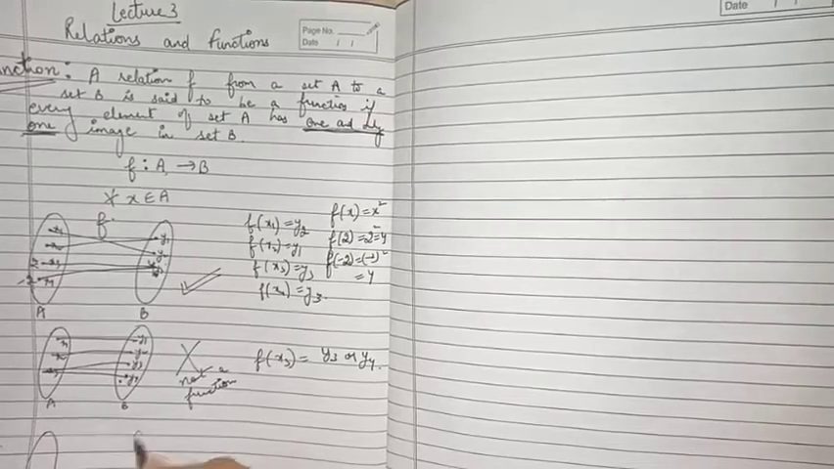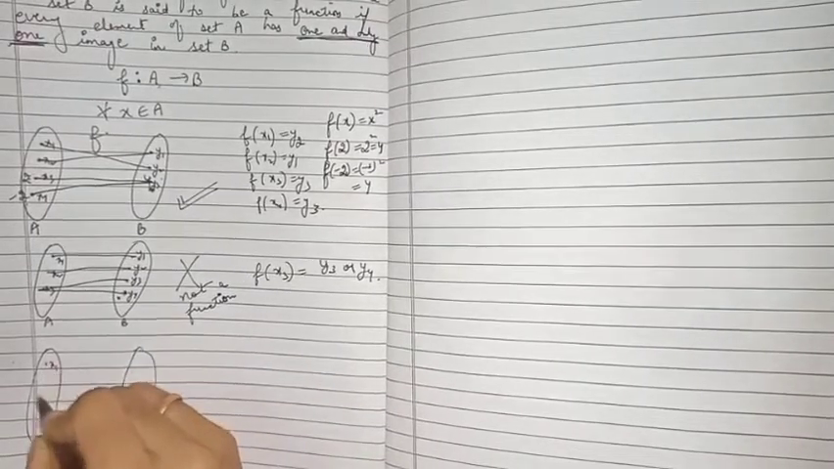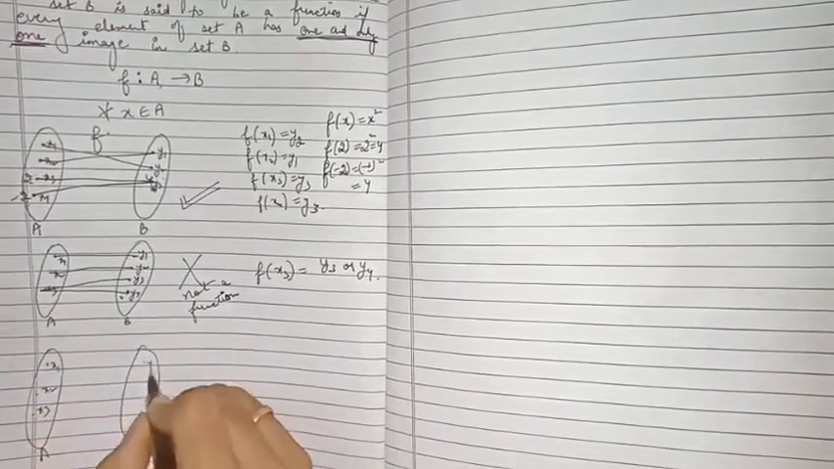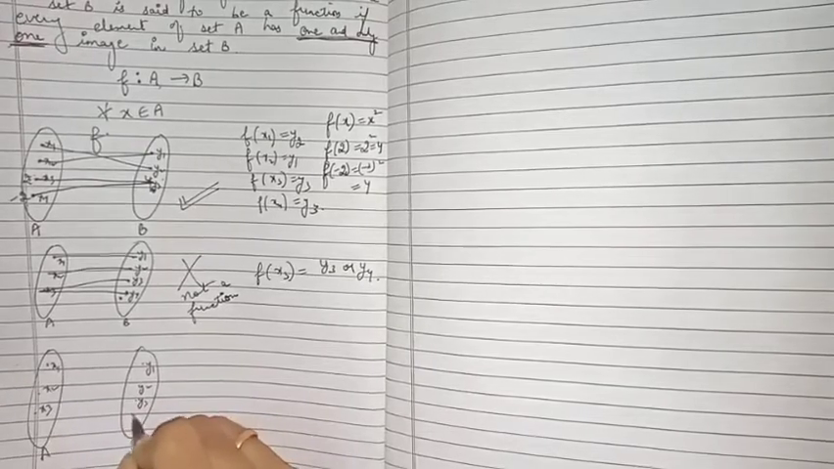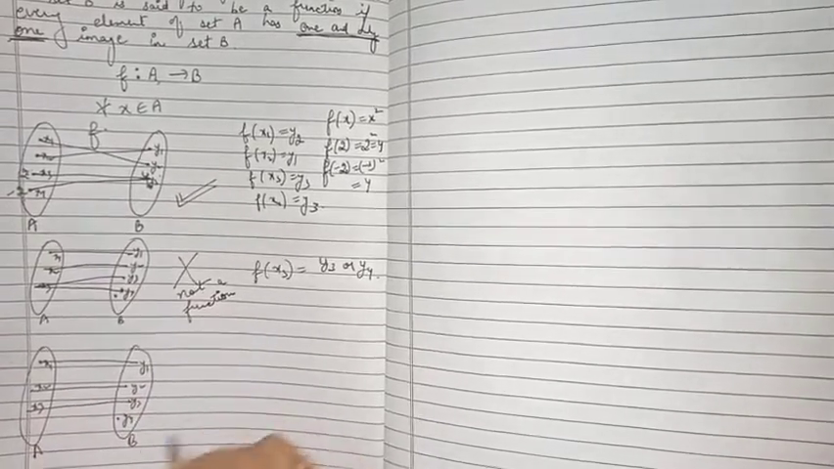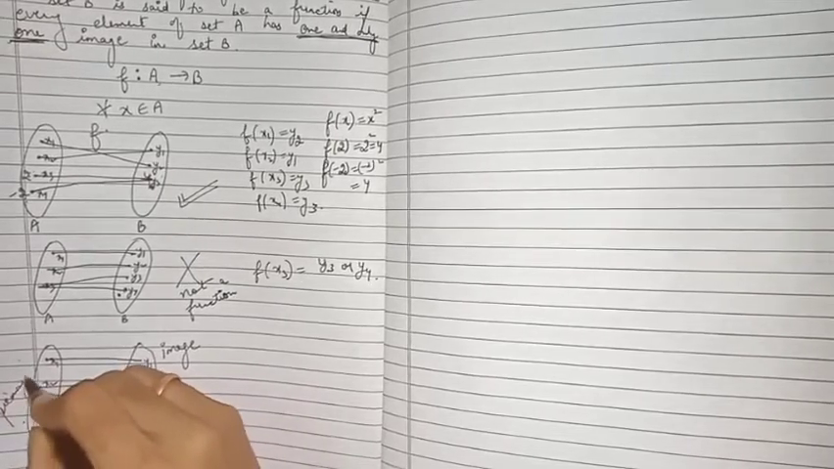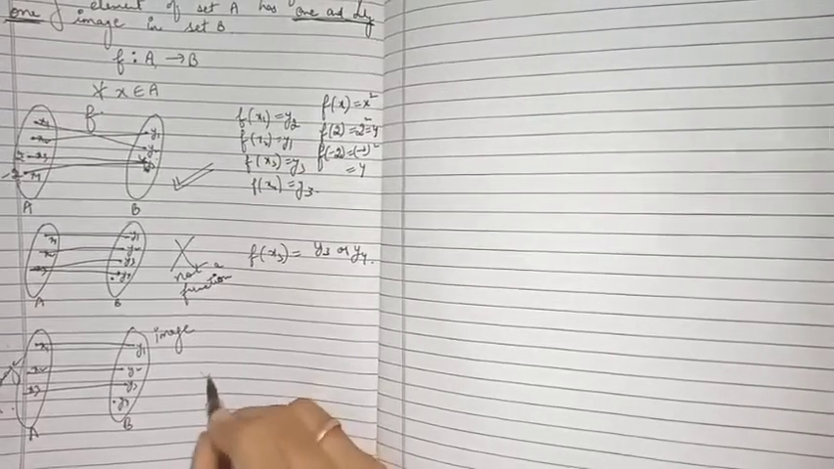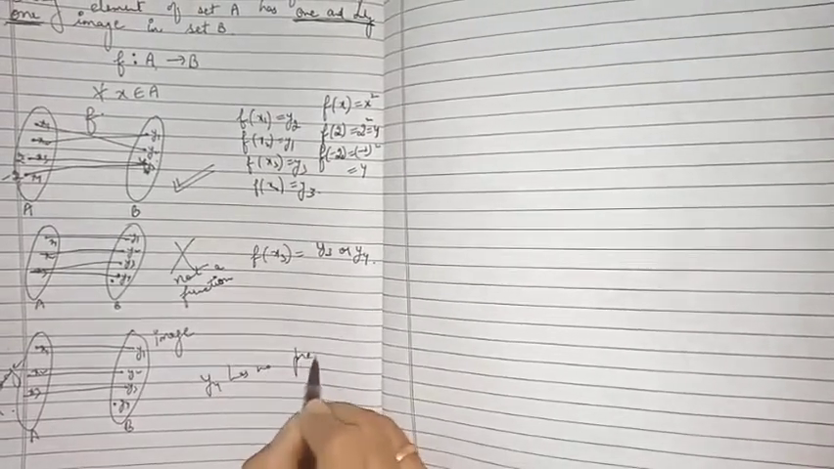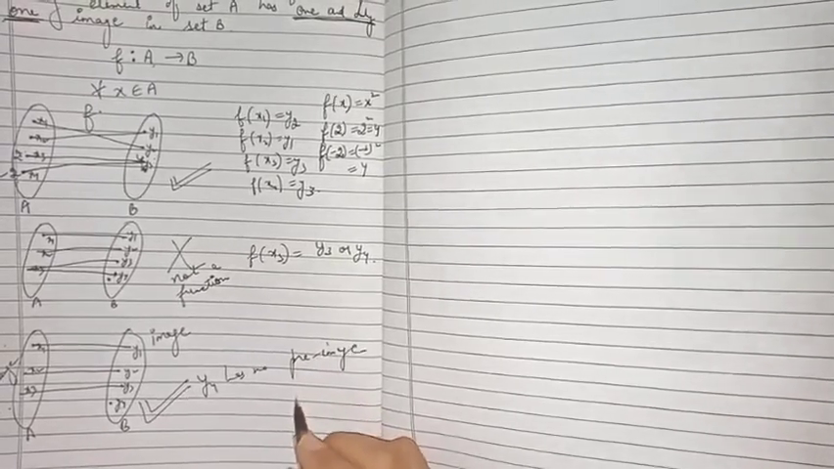If I say this is my A set, this is my B set, here it is x1, x2, x3, here it is y1, y2, y3, y4. The image of x1 is y1, the image of x2 is y2, the image of x3 is y3. In this case, y4 has no pre-image. The element in B is the image, and the element in A we can call the pre-image, or element of the domain. So this may also be a function because it doesn't create any problem.